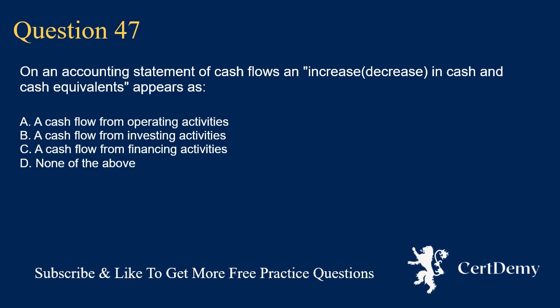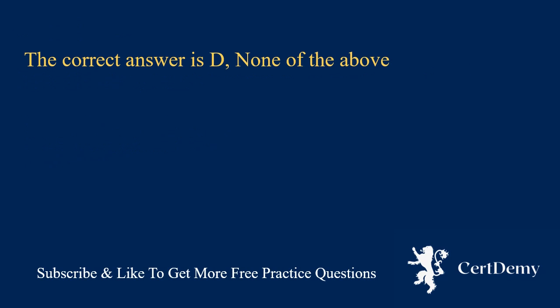Question 47. On an accounting statement of cash flows, an increase or decrease in cash and cash equivalents appears as A. A cash flow from operating activities. B. A cash flow from investing activities. C. A cash flow from financing activities. D. None of the above. The correct answer is D. None of the above.